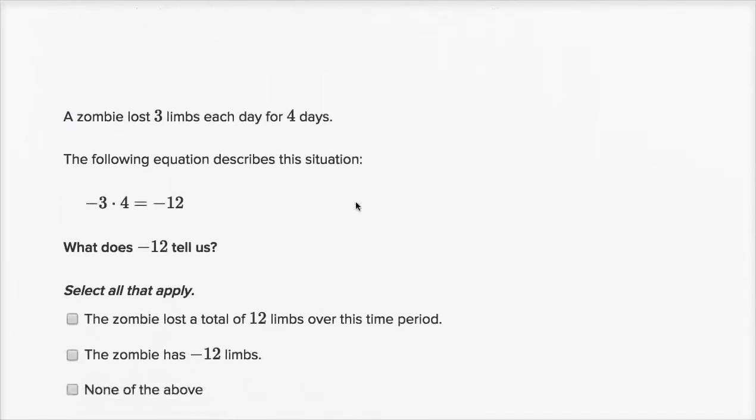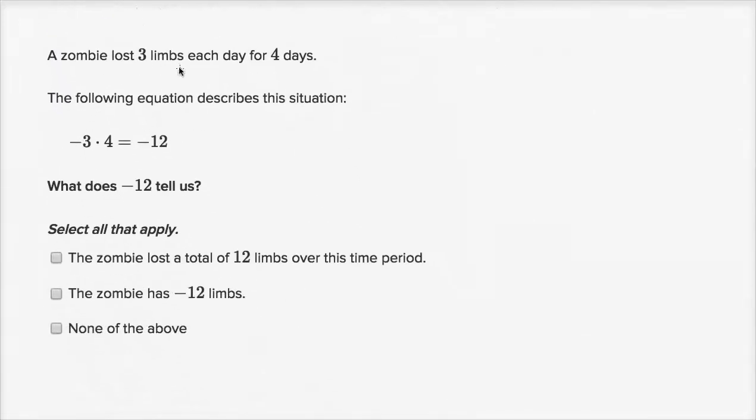Let's do another one of these. A zombie lost 3 limbs each day for 4 days. So it's going to lose 12 limbs, 3 times 4. And so it's not a human zombie. It's an alien zombie that has at least 12 limbs to lose. The following equation describes this situation.